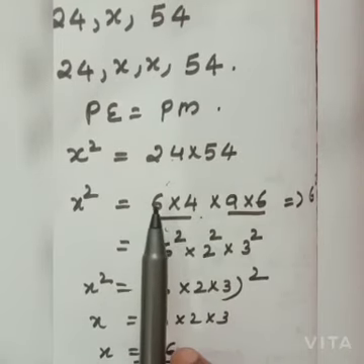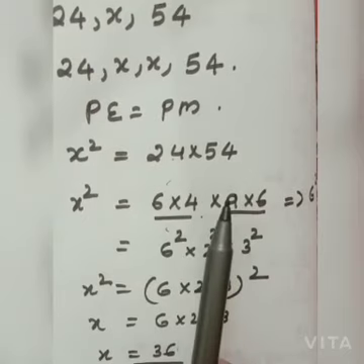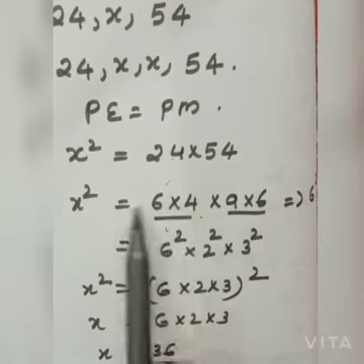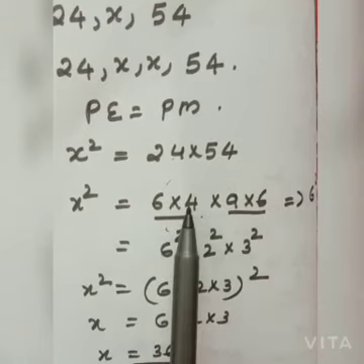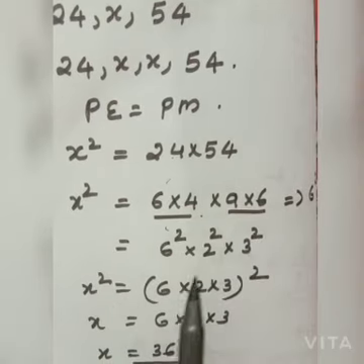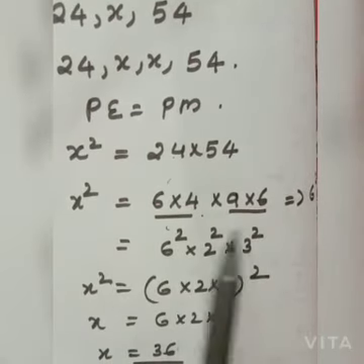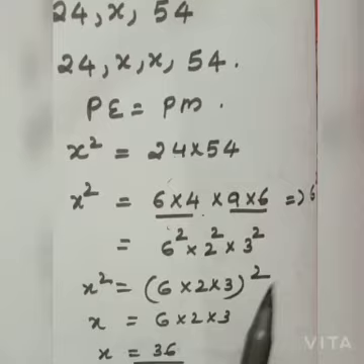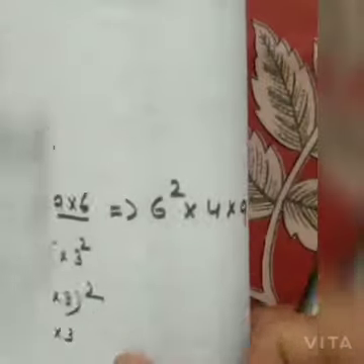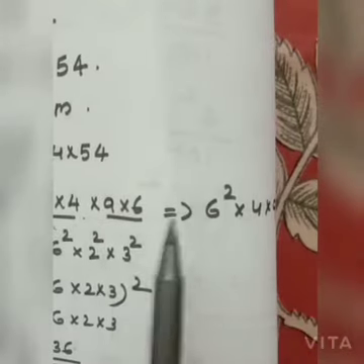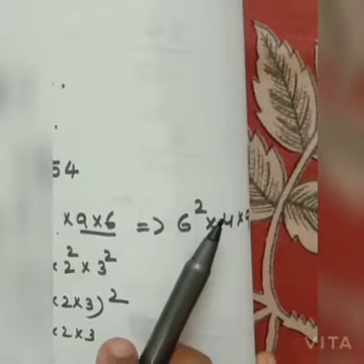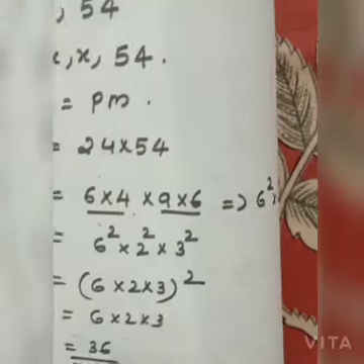Any common number is 6 or 4. I taken 9 into 6. Here also 6 coming, here also 6 coming. So 6 2 times. 4 meaning 2 square, 9 meaning 3 square. So x square equal to common 2. 2 cut out, you will get 6 into 2 into 3, that is 36. Clear, children? 6 square, 4 into 9. After that 4 you can write 2 square, 9 you can write 3 square.